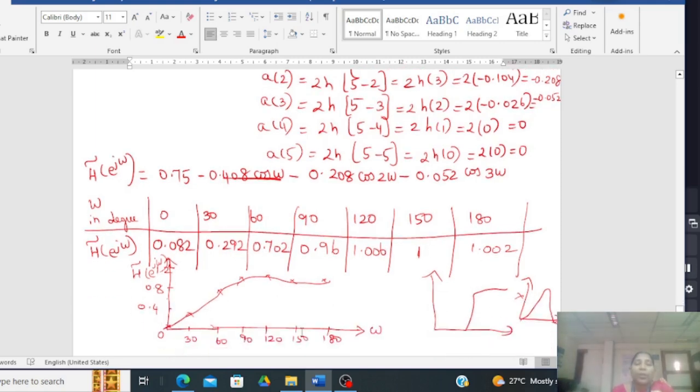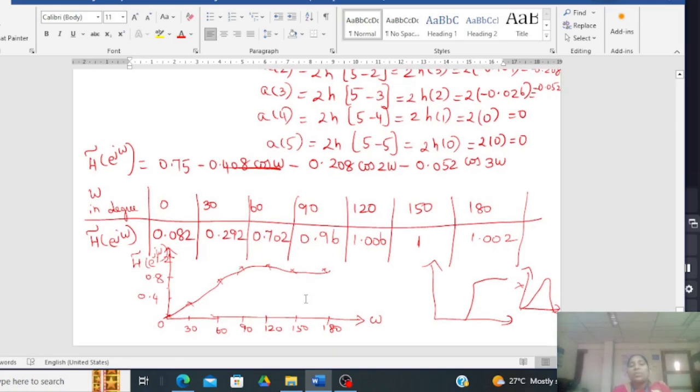After that, you need to plot the magnitude response by marking omega on the x-axis and modulus of h of e power j omega on the y-axis. So you will get this particular transfer function. This is a high pass filter multiplied by the Hanning window. You will get the response like this.